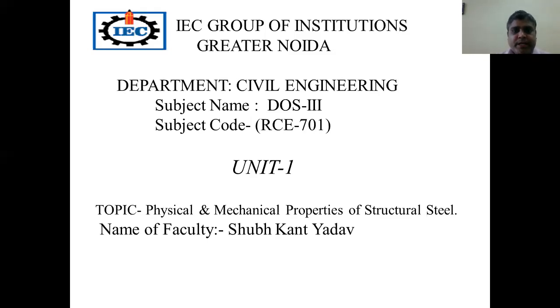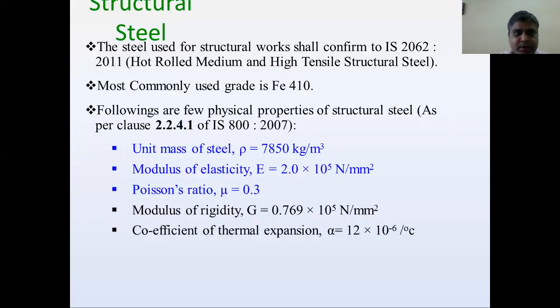Hello everyone. Today we will discuss the physical and mechanical properties of steel structure. First of all, structural steel. The steel used for structural works shall conform to IS 2062-2011, Hot rolled, medium and high tensile structural steel. Second point, the most commonly used grade is Fe 410.